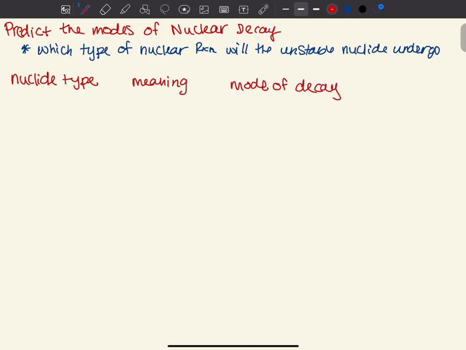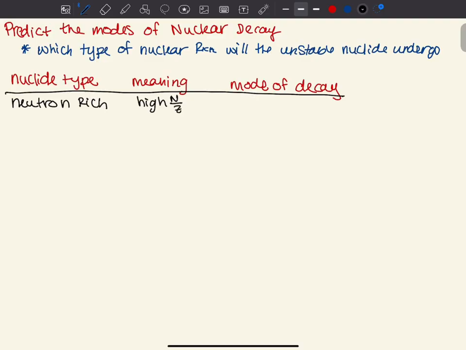So when you have a nuclide that is neutron rich, that means it's going to have a high N to Z ratio. And if it has a high N to Z ratio, it means that it has too many neutrons, and so it will undergo a beta decay reaction. And that is where you have a neutron that gets converted to a proton, and it lowers the N to Z ratio.